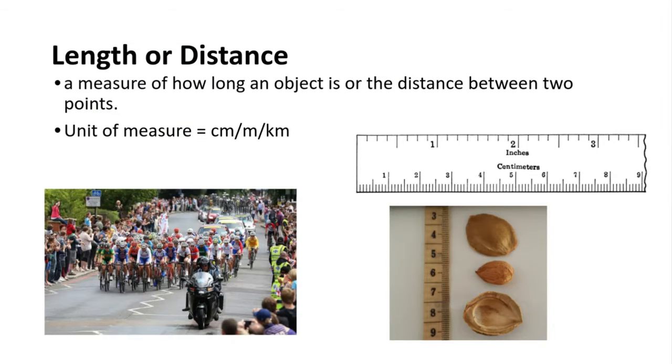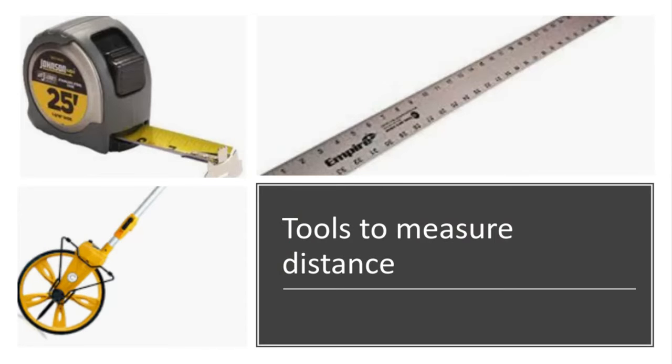Length is the measure from one point to another. We record length in centimeters, meters, and kilometers. In science class, you measured things like seeds using centimeters. You can measure long distances like bike races in kilometers. Here are some tools to measure distance. In class, we use the tape measure and meter stick to measure the length of long objects. Your PE teacher may have used the trundle wheel to create the markers for a long race.